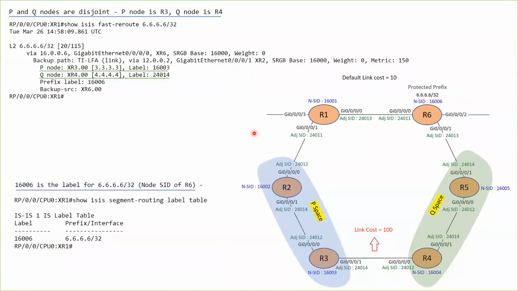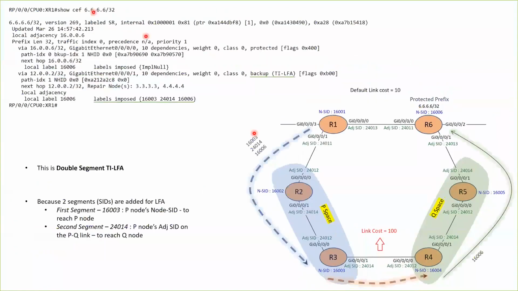You see, right? So that means the transport label for FRR here will be top label 16,003 to reach R3, middle label, I'll call it middle label for now, 24,014 for R3 to send it to R4. That's what it's saying. And as usual, 16,006 is the label to reach my destination, which is 6666. Now if you do show steps, primary path R1, R6, you see backup is TI-LFA, labels imposed: top label 16,003, middle label 24,014, bottom label 16,006. Fine, right? Label stack, good.